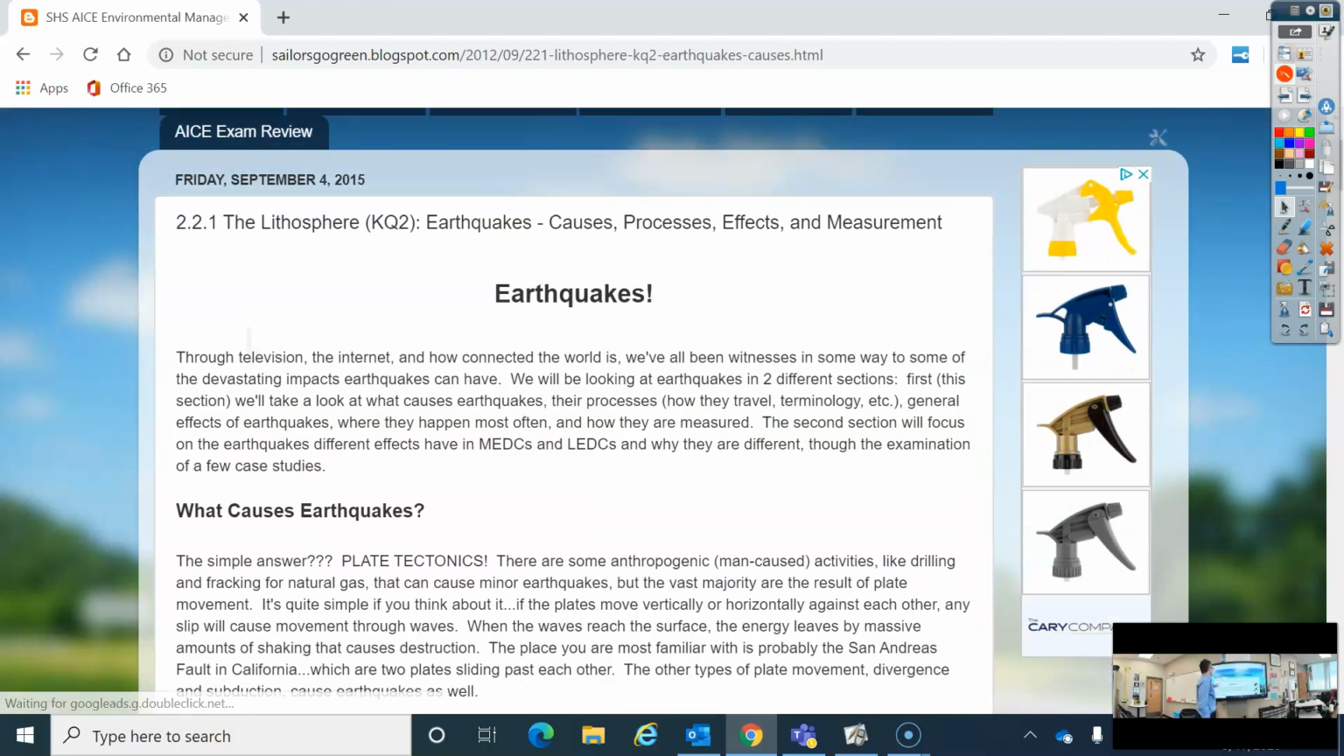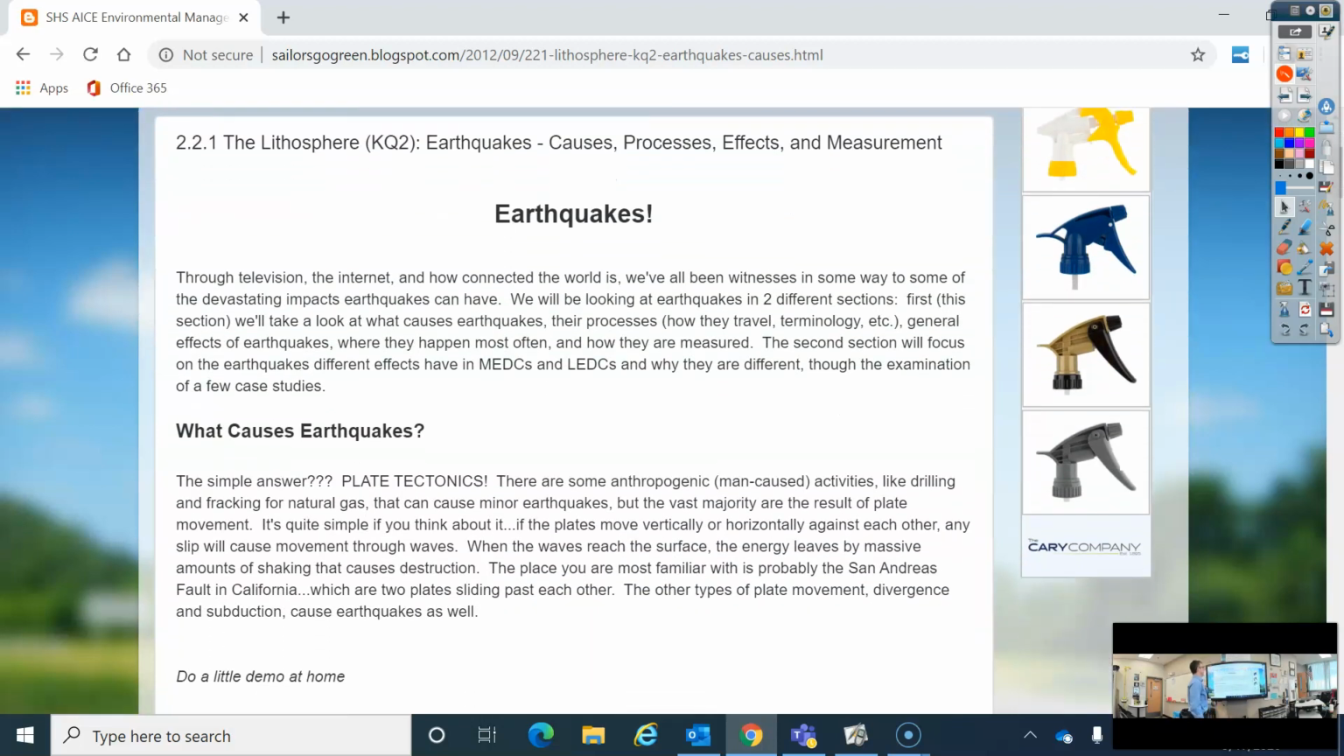All right. So we all know about earthquakes. We've seen earthquakes and maybe even been a part of some earthquakes, depending on where you've lived in your life. And so we all have seen the devastating impacts earthquakes can have. We're going to be looking at earthquakes in 2 sections. This section where we actually talk about what they are and how they work, and the next section about the impacts of them and how they differ in more economically developed countries and less economically developed countries, looking at case studies.